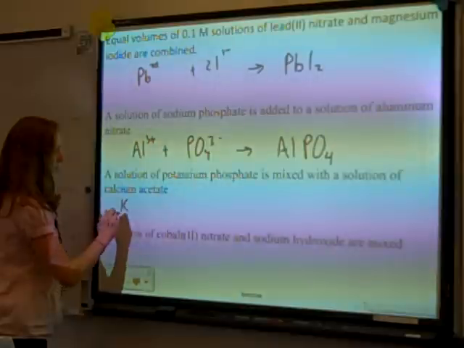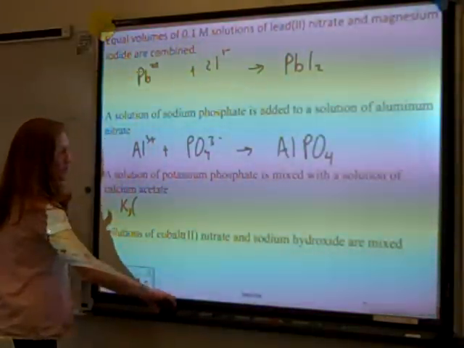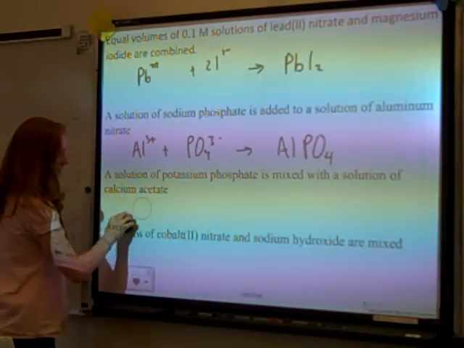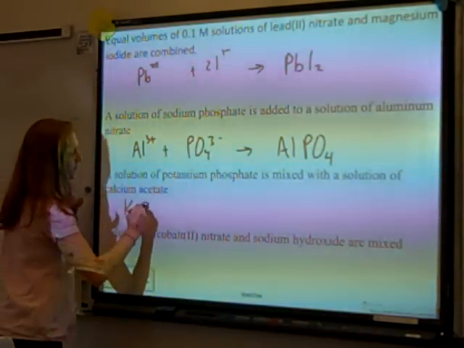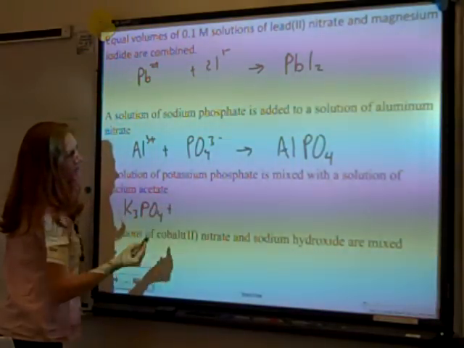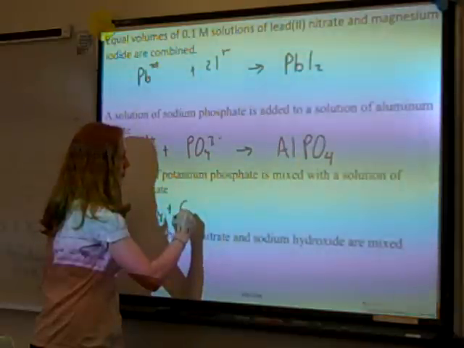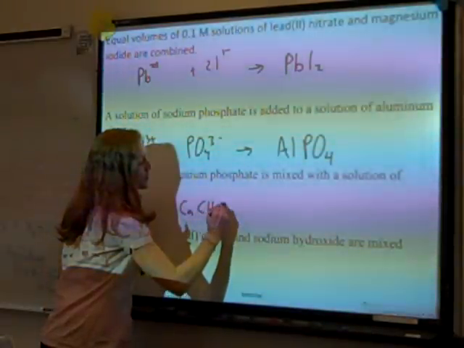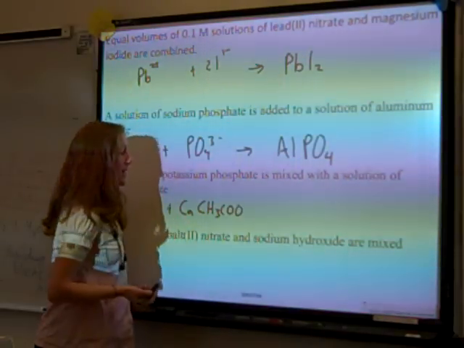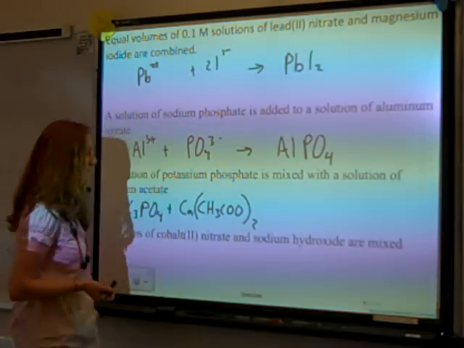So next I have a solution of potassium phosphate. Potassium is K with a plus charge. Phosphate is PO4 with a 3 minus, so I'm going to need 3 Ks and 1 phosphate, K3PO4. It's mixed with a solution of calcium acetate. Calcium is a 2 plus. Acetate is CH3COO, and it has a 1 minus charge, so I'm going to need 2 acetates for 1 calcium.